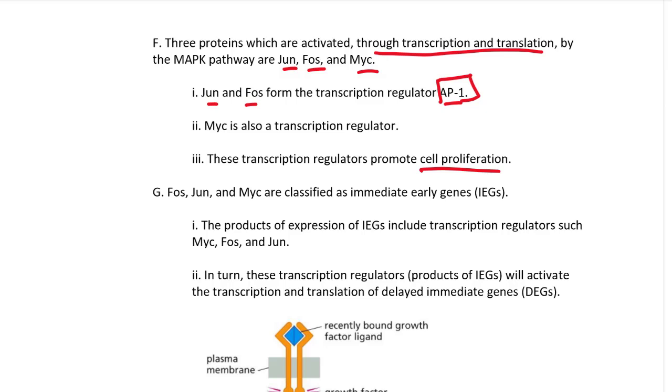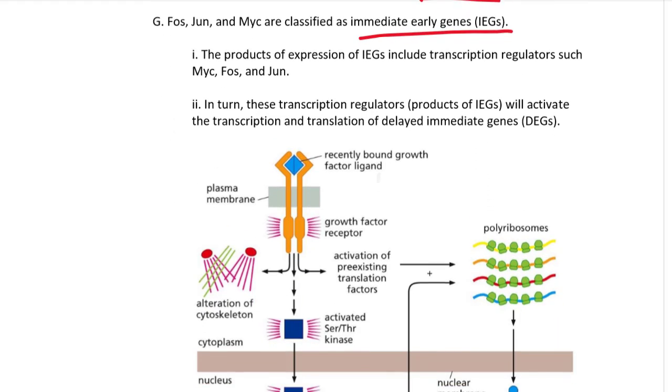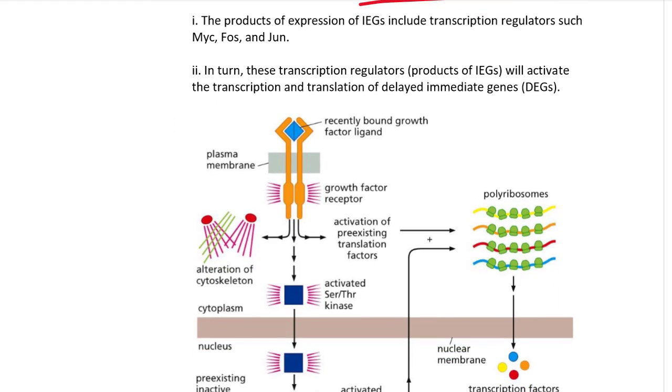FOS, Jun, and MYC are classified as immediate early genes, or IEGs. The products of expression of IEGs include transcription regulators such as MYC, FOS, and Jun. In turn, these transcription regulators, products of IEGs, will activate the transcription and translation of delayed early genes.